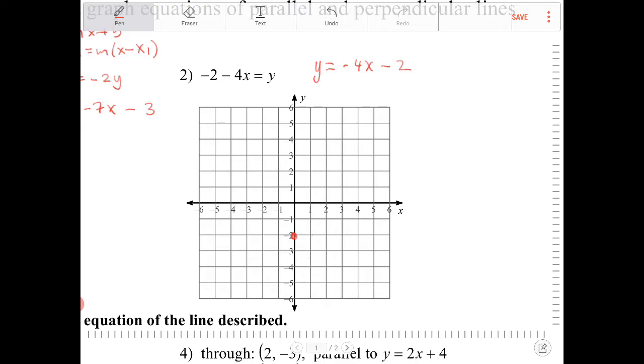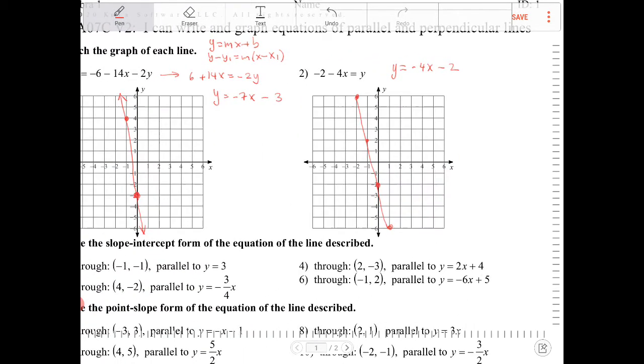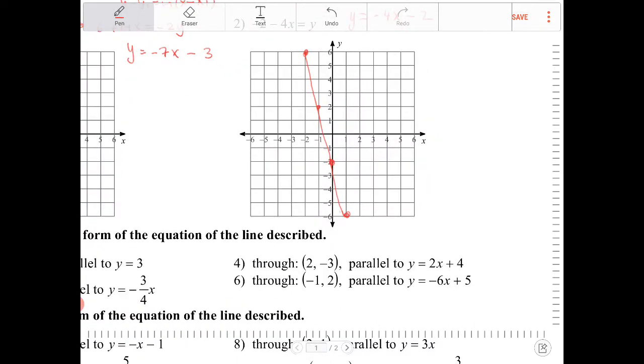So right 1 and down 4. I also have enough room to go to the left. So left 1 and up 4. And again, left 1 and up 4. And again, the more points you have, the more accurate looking your line will turn out to be. That's the equation of the line, and it goes on forever in both directions.